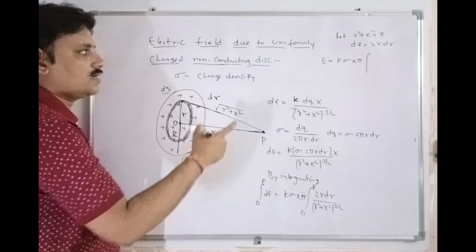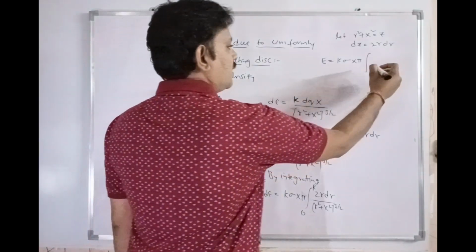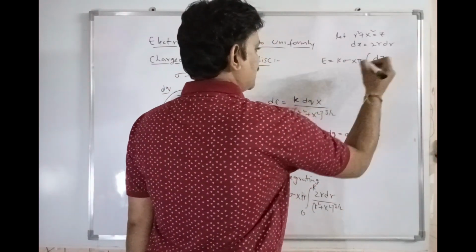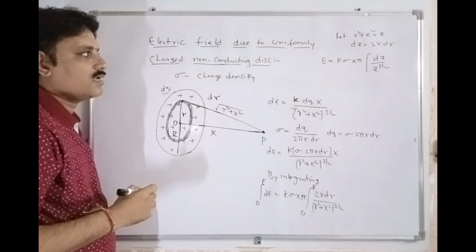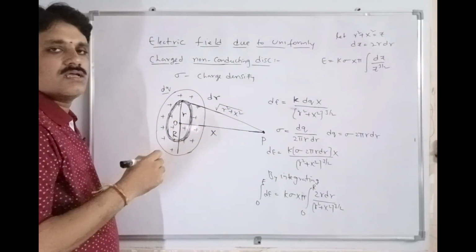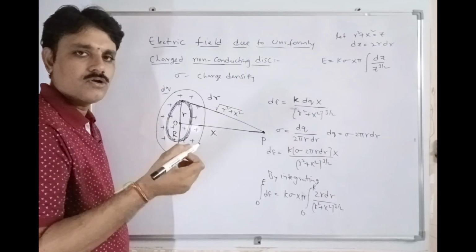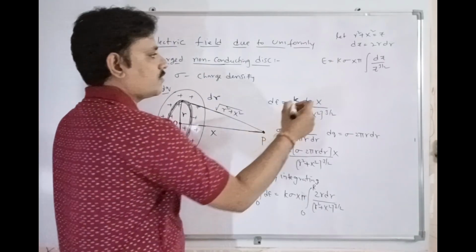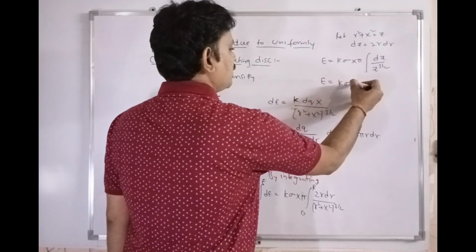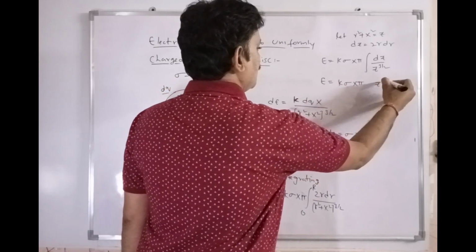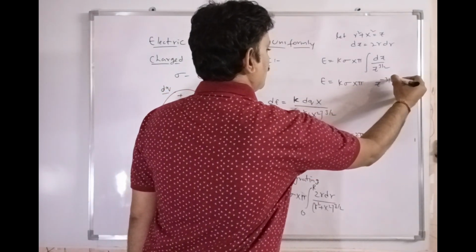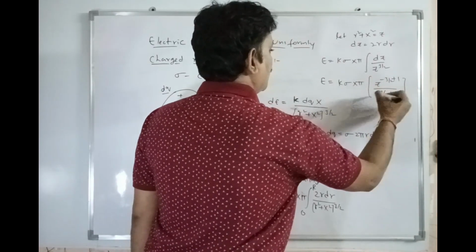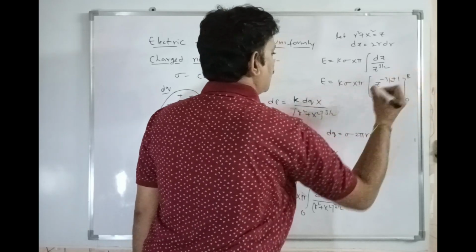So the numerator 2r dr is equal to dz and the denominator is z whole power 3 by 2, because r square plus x square we take as z. So the integral of dz by z power 3 by 2 is very easy to do. That's why we take z in place of r square plus x square. So E is equal to k sigma x into pi, z power minus 3 by 2 plus 1 by minus 3 by 2 plus 1, and the integration limits are 0 to r.